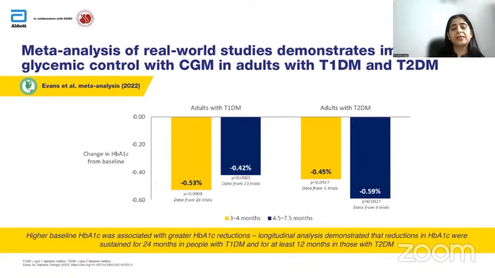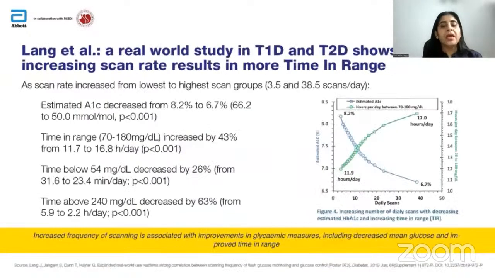So clearly we know that a higher baseline HbA1c is associated with a greater HbA1c reduction, and this meta-analysis actually showed a longitudinal analysis demonstrating that reductions in HbA1c were sustained for 24 months in people with type 1 diabetes and for at least a year in patients with type 2 diabetes. So again, you see improved glycemic control when CGM technology is used in both patients with type 1 as well as type 2 diabetes.